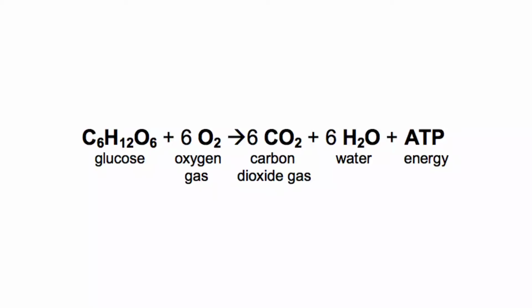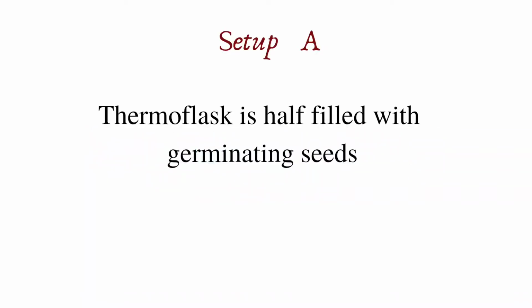The overall reaction mechanism of aerobic respiration involves the oxidation of carbohydrate, that is glucose, along with oxygen, which will give rise to carbon dioxide, water and ATP, with energy released in the form of heat. To demonstrate the evolution of heat during respiration, we need three setups, A, B and C. In setup A, we have a thermoflask which is half filled with the germinated seeds.